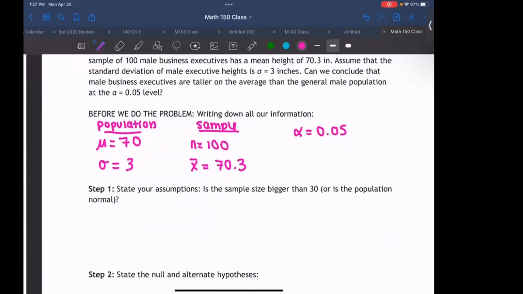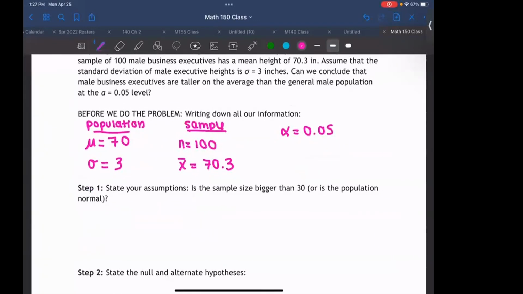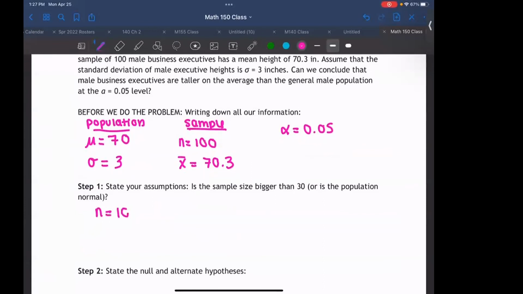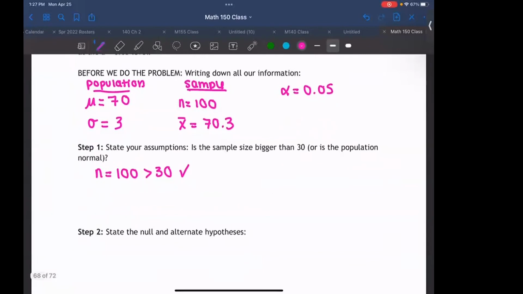Okay, so first, we have to state our assumptions. I think we only have one assumption to look at, and we're going to check to see if the sample size is bigger than 30. Is it bigger than 30? Yeah, right? So 100 is n. That's bigger than 30, so we are good. What do you think we would do if it wasn't bigger than 30? Yeah, go back in the question and see if it was normal. Cool. Okay, so that's it for step 1.